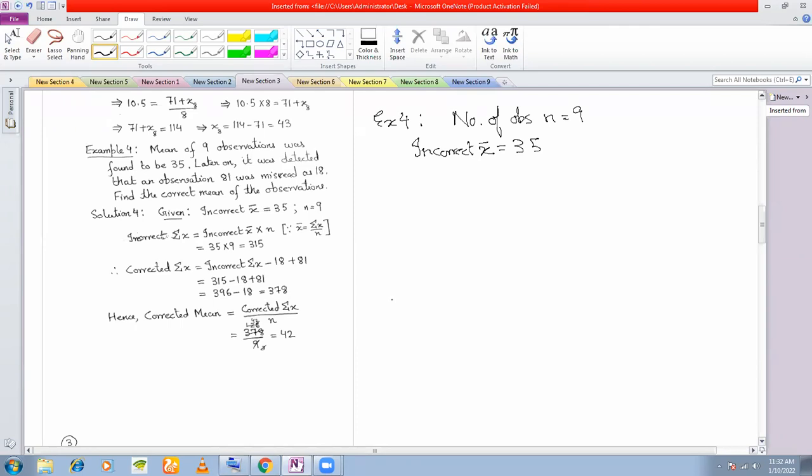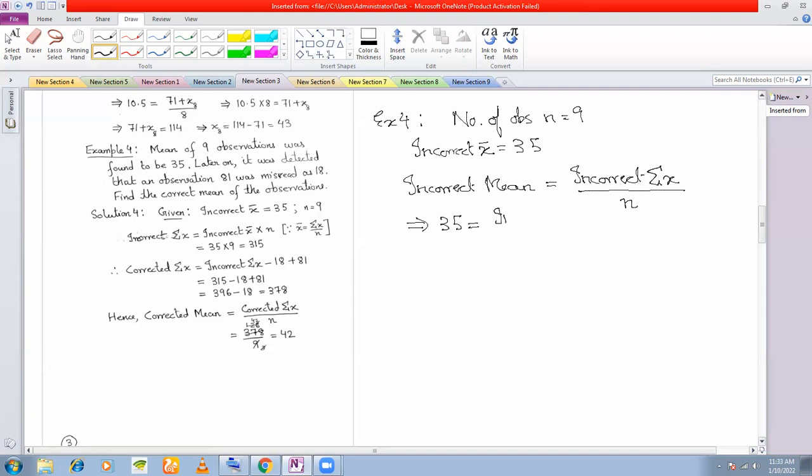And one observation was wrong, right? So what is the value from your formula for mean? What is the incorrect mean that you have got? Incorrect mean is equal to incorrect summation x divided by n. If your mean was wrong, that means your summation x was also wrong. But you have taken the number of observations correctly, isn't it? So n remains n. So incorrect mean is 35.